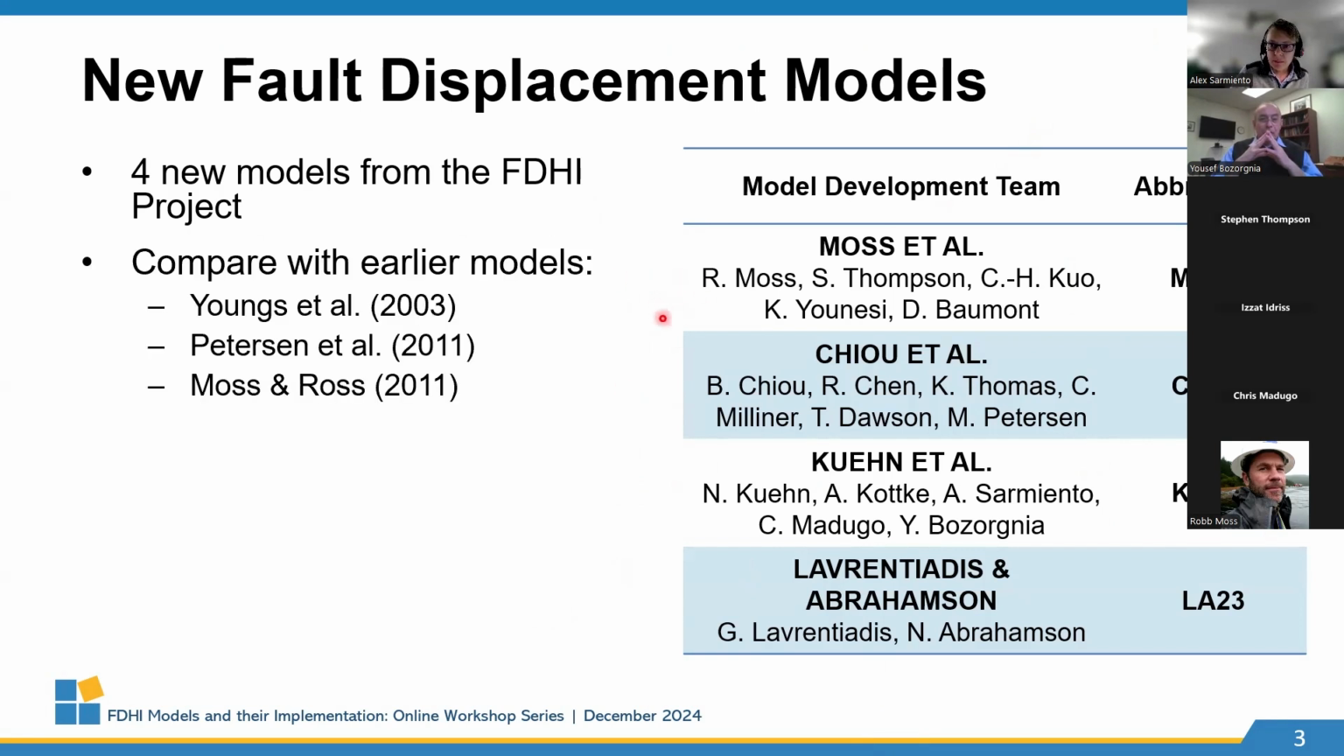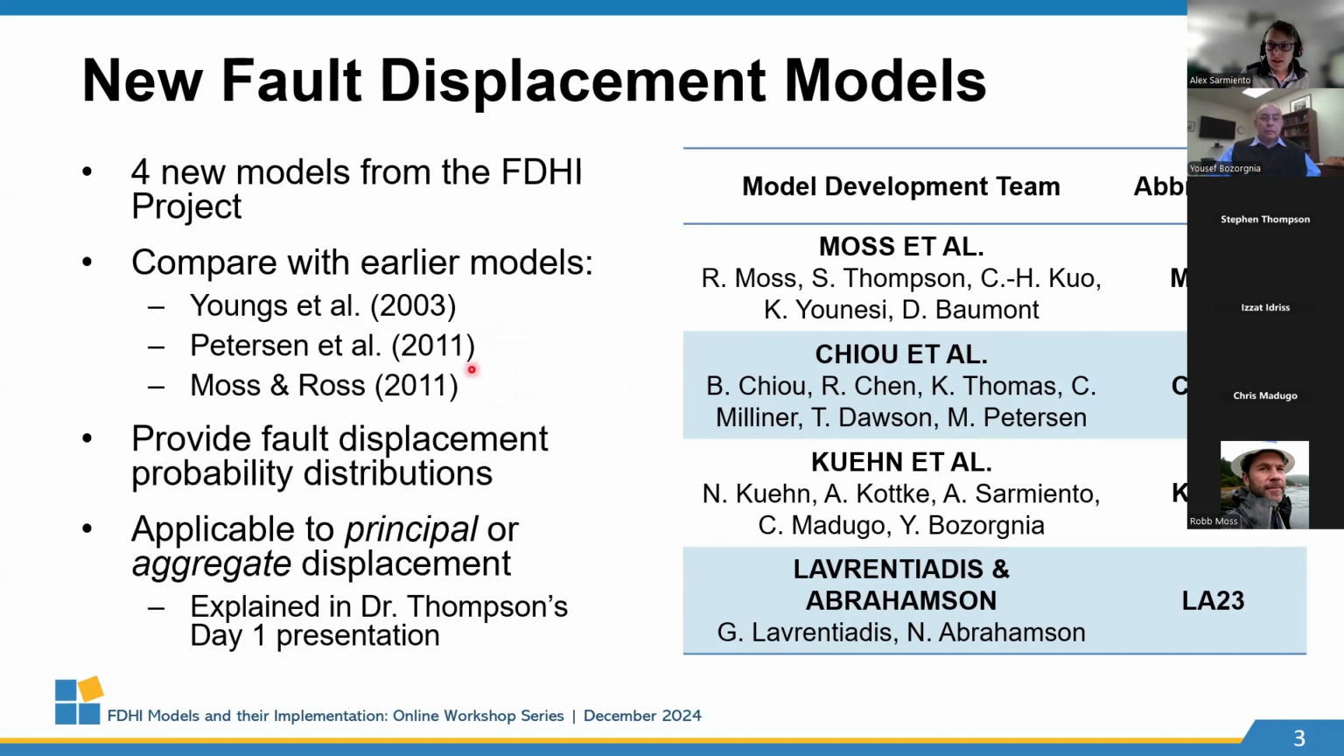So as I mentioned, I'm going to show some comparisons of these 4 new models and the 3 earlier models that a lot of you maybe are familiar with, the Youngs 2003, Petersen et al. 2001, and Moss and Ross 2011. And these models all provide fault displacement probability distributions for either the principal or aggregate displacement.